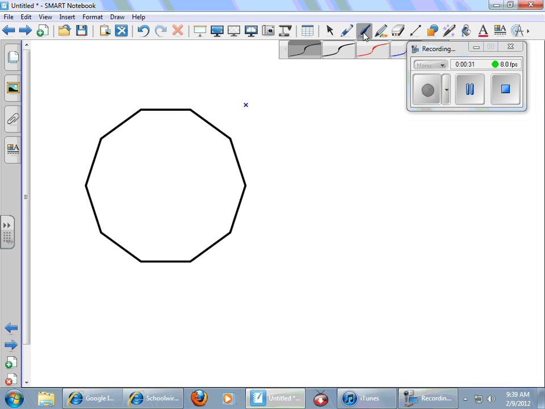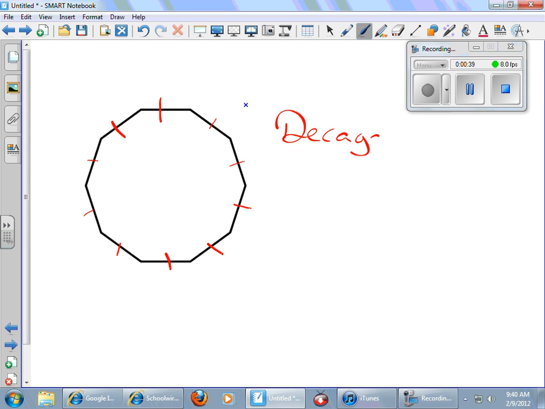It is a decagon. How do I know it's a decagon? Because it has 1, 2, 3, 4, 5, 6, 7, 8, 9, 10 sides. So it is a decagon. And the first thing I'm going to do is figure out the total number of degrees.